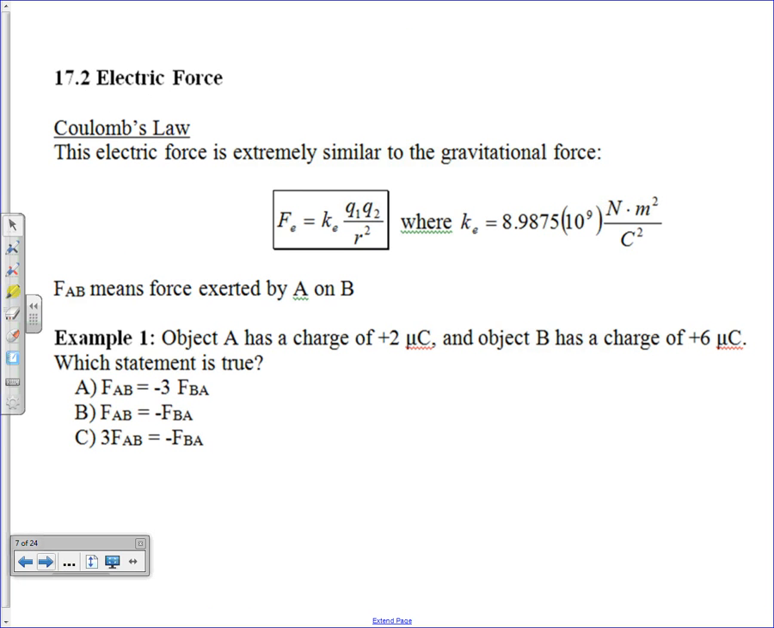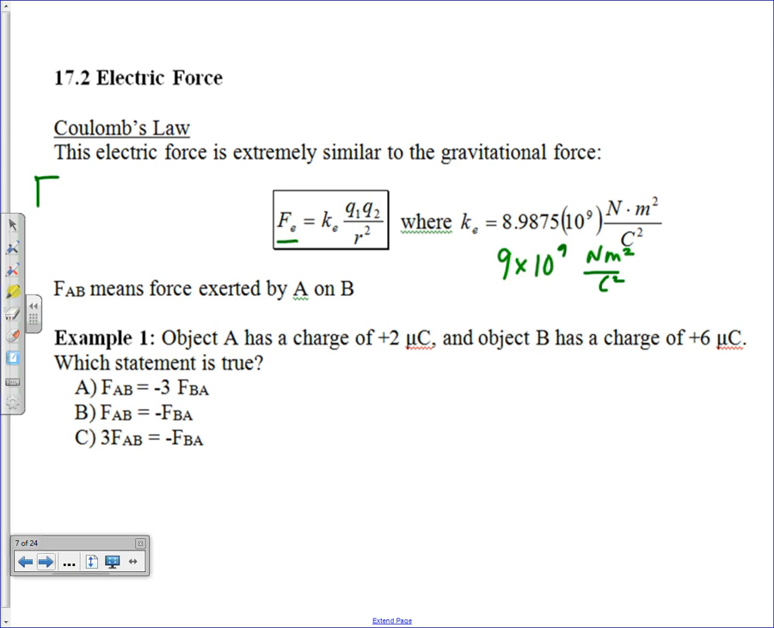Section 17.2, electric force. The equation for electric force is extremely similar to the formula for gravitational force, where the electric force, Fe, is equal to K, a constant, which is given here, 8.9875 times 10 to the 9th. I often simplify it to 9 times 10 to the 9th, Newton meters squared per Coulomb squared. Q1 and Q2 are our charges, and R is the distance between the charges.